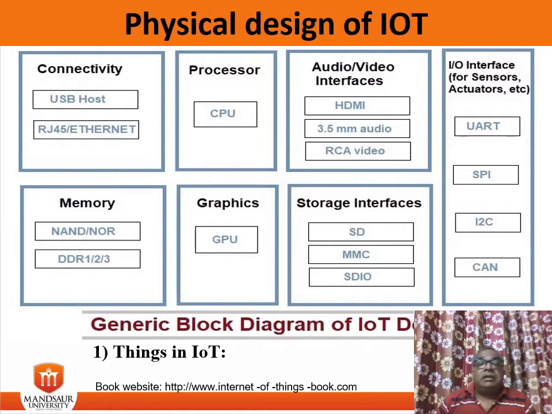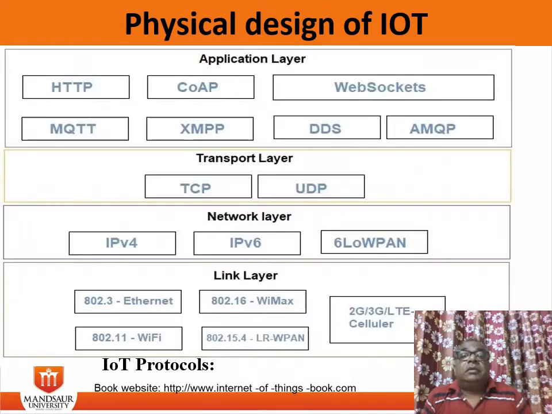The next is the IoT protocols. IoT protocols help to establish communication between the IoT device, that is the node device, and the cloud-based server over the internet. So they help to send commands to the IoT device and receive data from the IoT device over the internet. This image shows which protocol is used at the different levels.